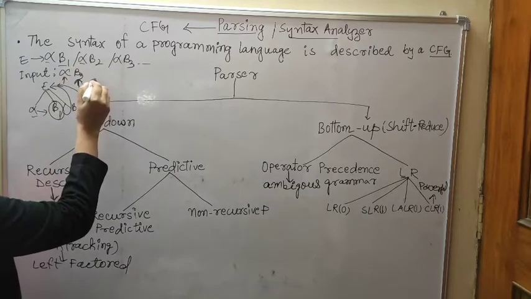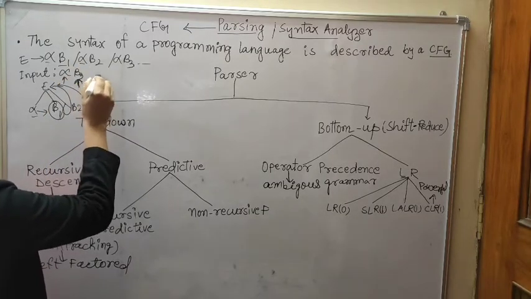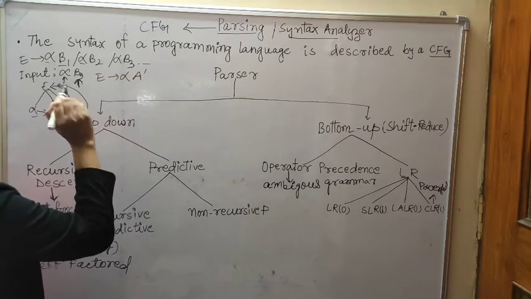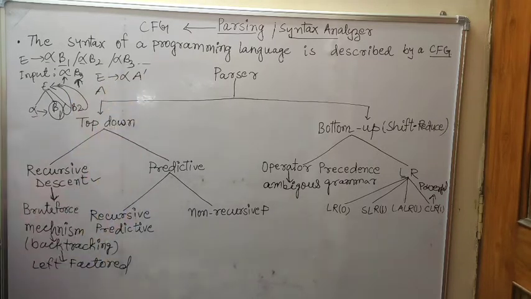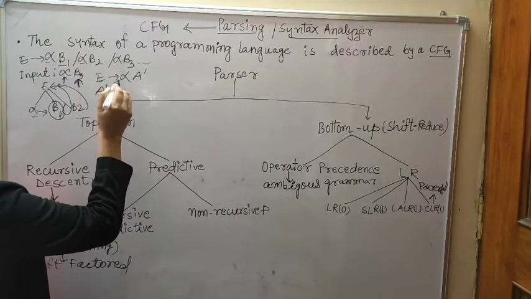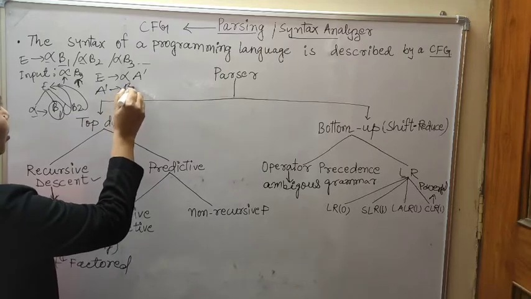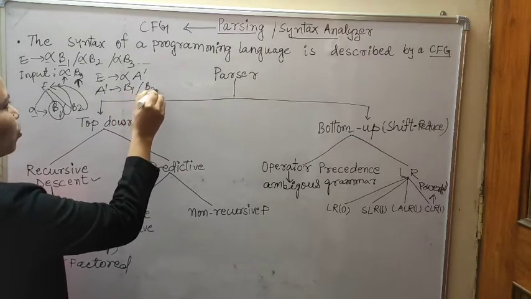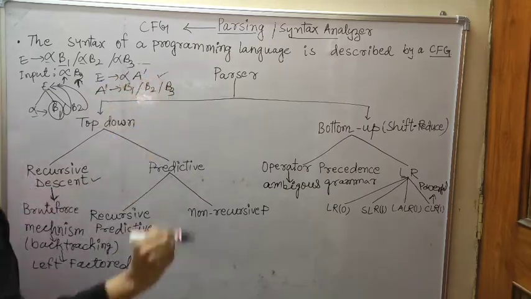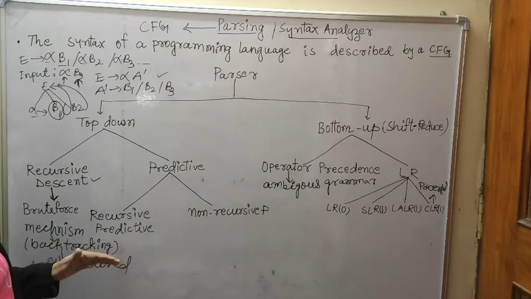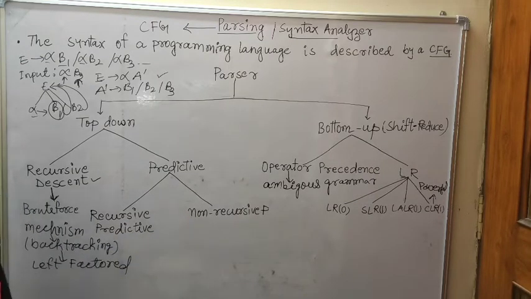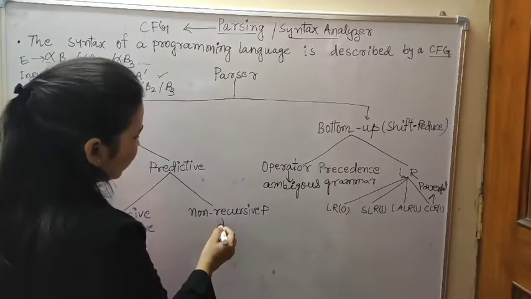Left factor means we write the left factored grammar as: expression goes to alpha A dash, and A dash, here you can also write E dash, expression dash, then this A dash goes to beta1, beta2 and beta3. This is the correct grammar in left factor form. Now the predictive parser. It is recursive predictive and non-recursive predictive.